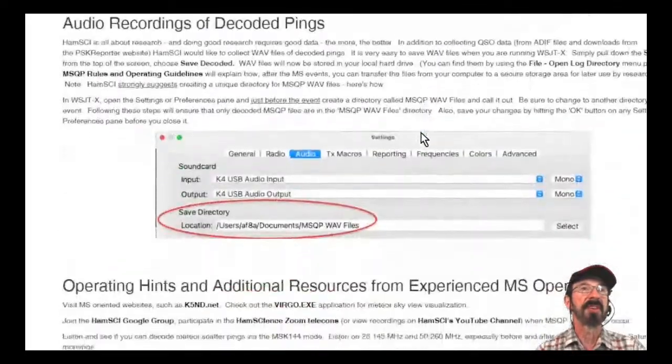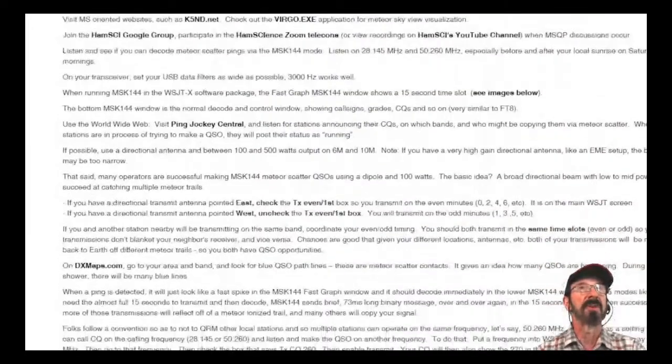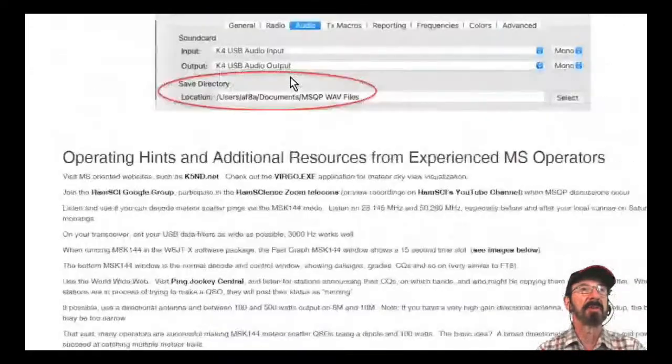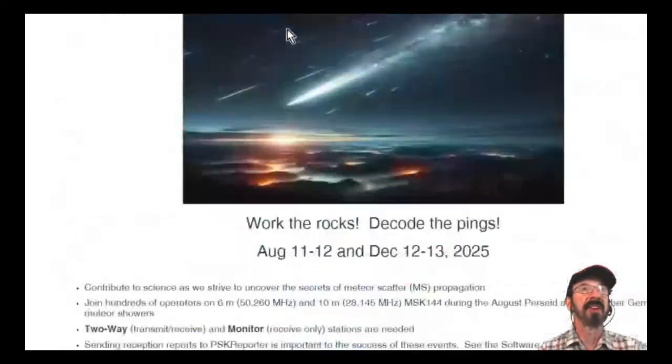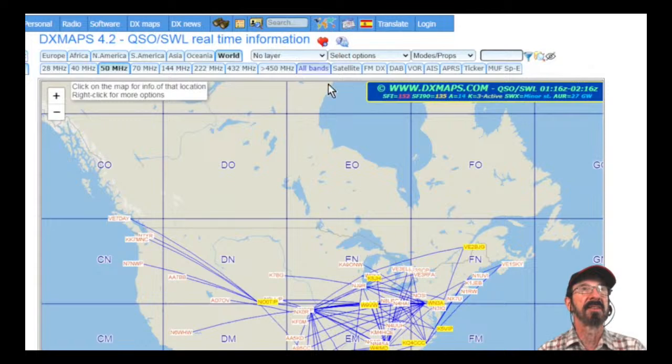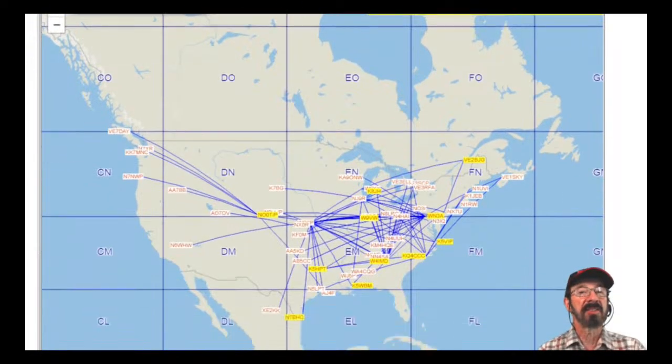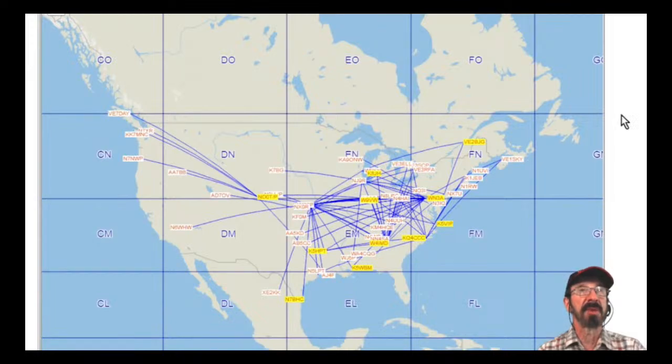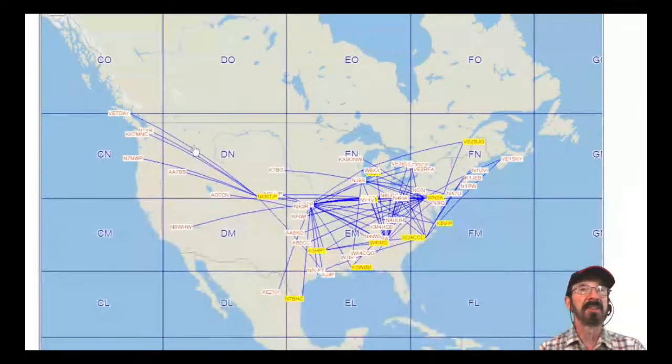And the web page there goes into great detail about how to set it up, what frequency to use, and everything else, and also talks about how to report on sites such as DX Reporter and DX Maps and PSK Reporter. This map shows some of the meteor scatter that's going on right now. And these are actual meteor scatter QSOs, and you can see that people are bouncing off the meteor trails all over the country. So they're having a lot of fun with this.